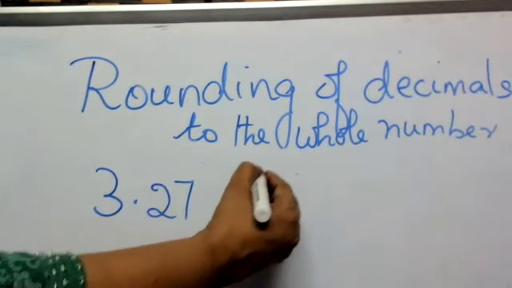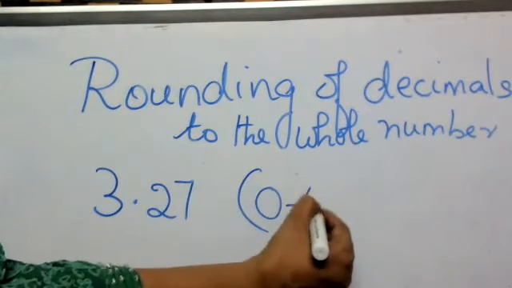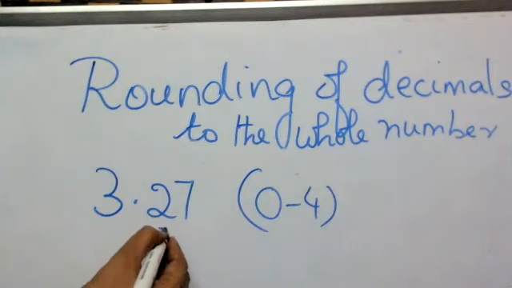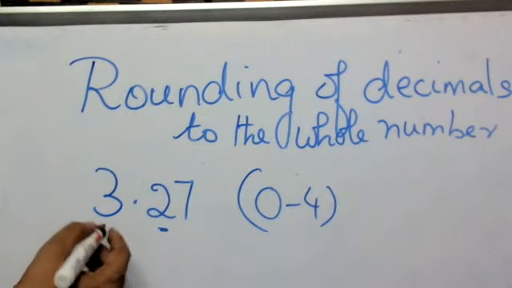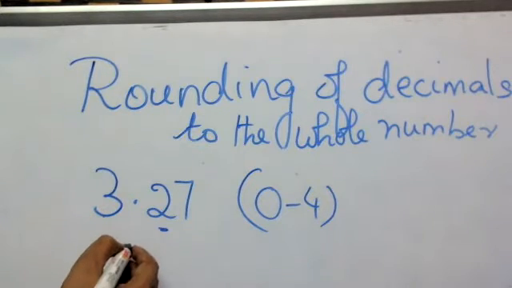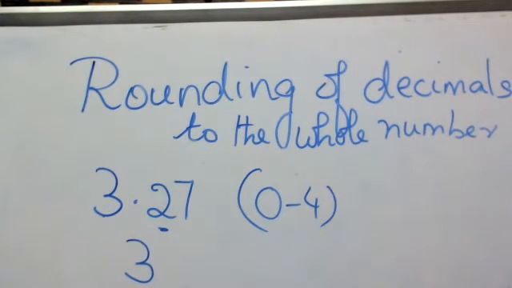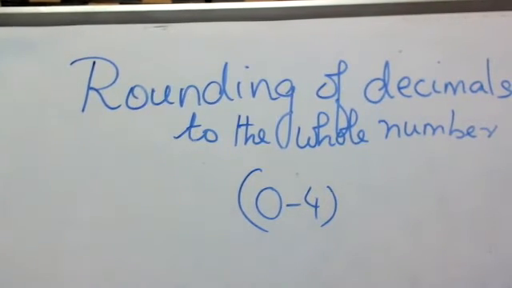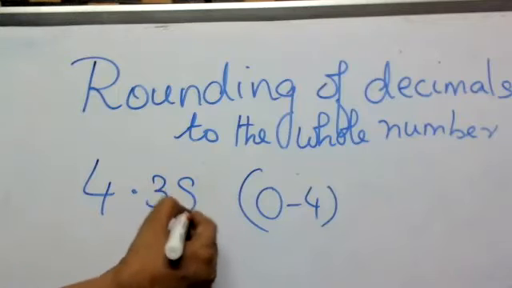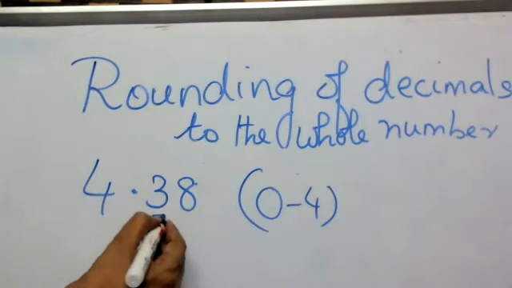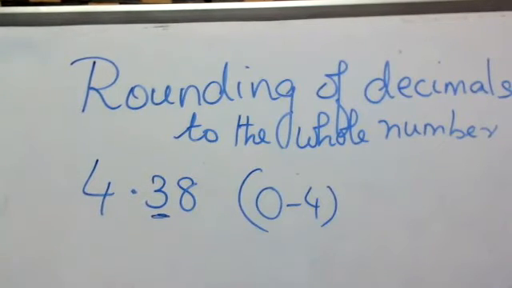3.27. So as I told you, if the tens place is between 0 and 4, or if it is less than 5. So here the tens place is less than 5. So what will be there? So the 3 will remain as it is. Okay, one more number. 4.38. So check the tens place. You have to always check the tens place.